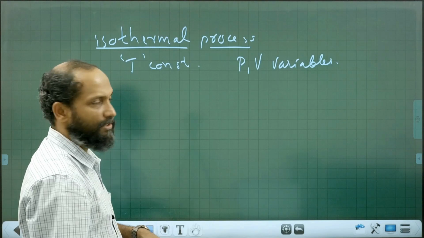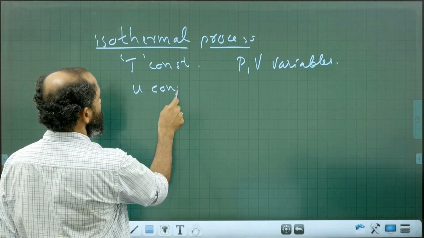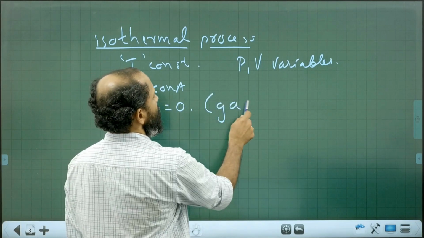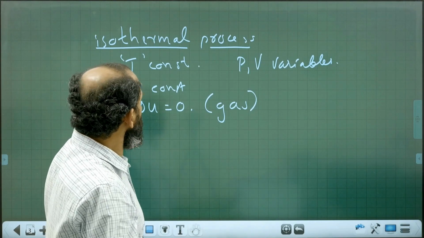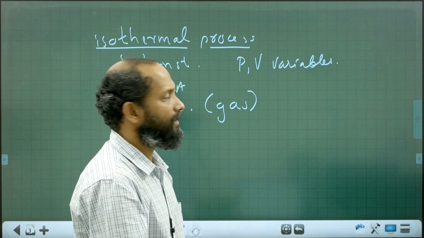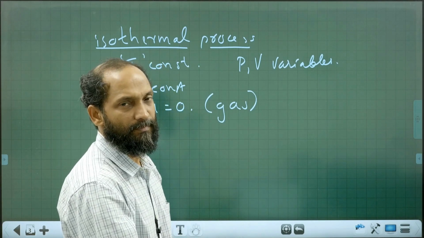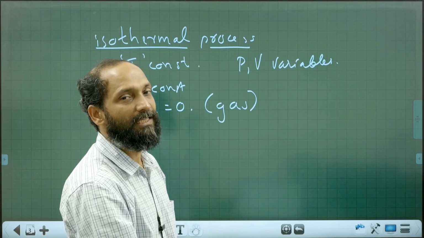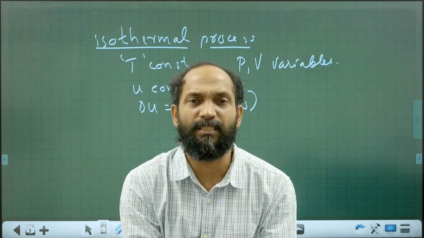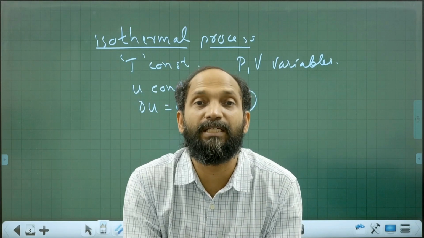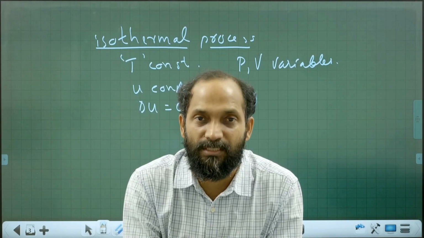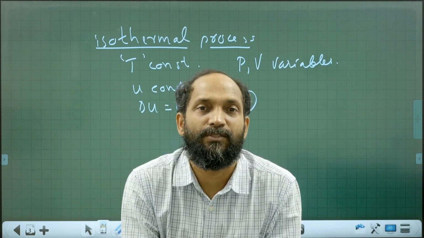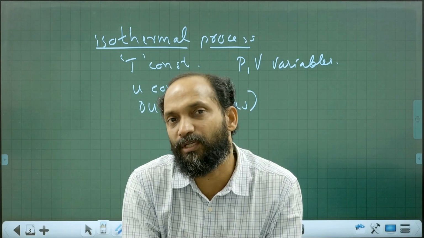As temperature is a constant, internal energy is a constant. So change in internal energy would be 0 for a gas, because in an isothermal process there won't be any change of state. But in every process, it cannot be seen like that. For example, during melting or boiling, temperature remains constant, but delta U cannot be 0. So change in internal energy is not 0 during melting and boiling.